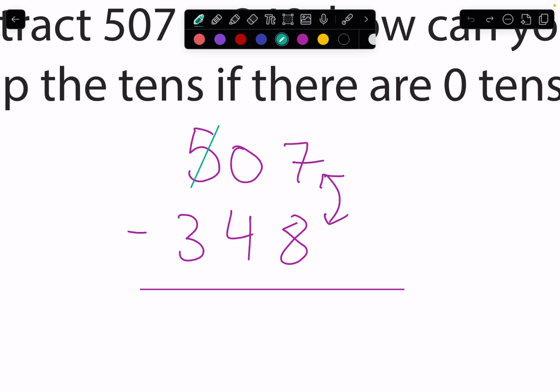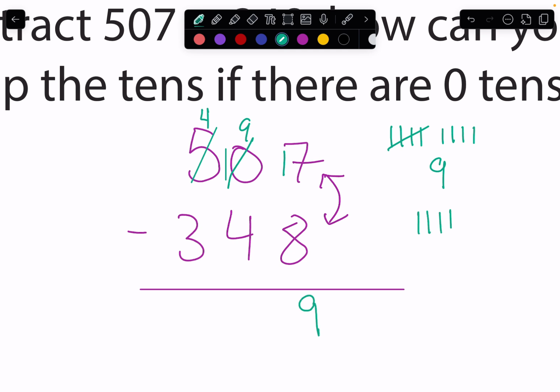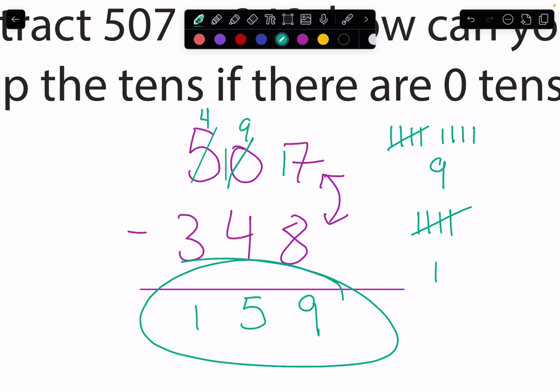I'll model that one more time. 7 needs to borrow, but the 0 has no value. So the 7 will have to go to the second neighbor to get the funds. Turns into a 4, turns into 10, turns into 9, turns into 17. Now we can do this. 17 minus 8 equals 9. 9 minus 4, 5. 4 minus 3, 1. And again, our answer is 159 again.